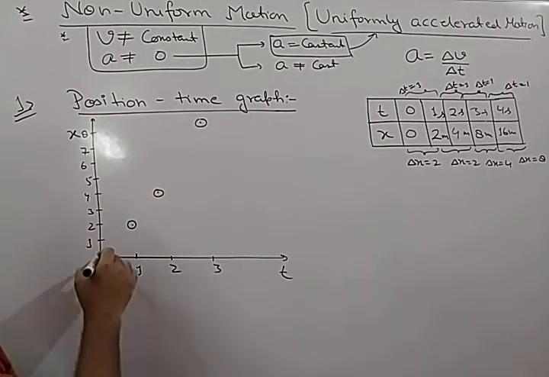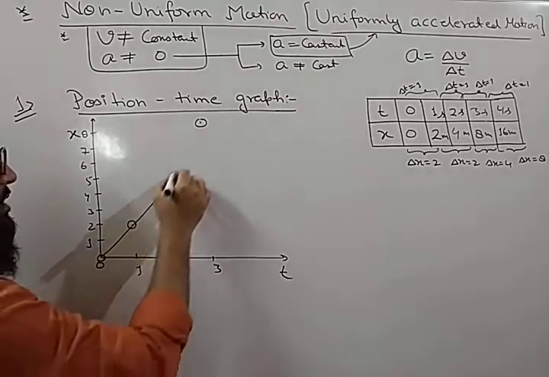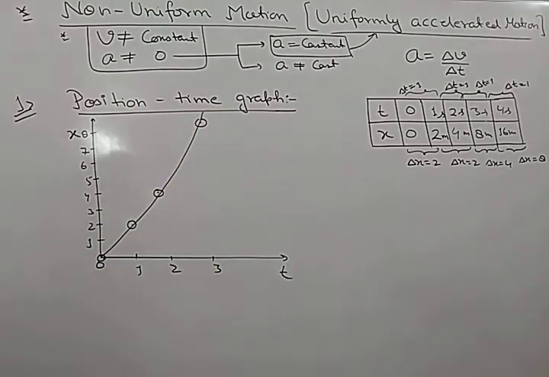If you draw this particular graph on the graph paper, then it will not be a straight line. You can try on the graph paper. I am just drawing it. It will look like this. Some curved shape. This graph will be some curved shape. Okay. So this is a graph of position-time for a non-uniform motion.